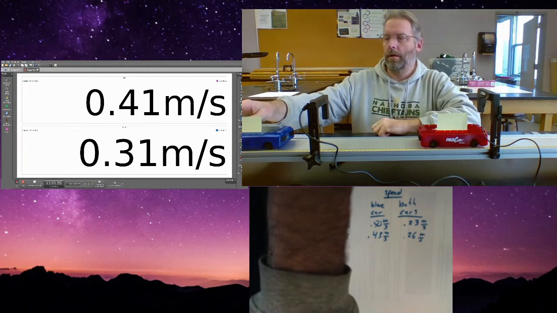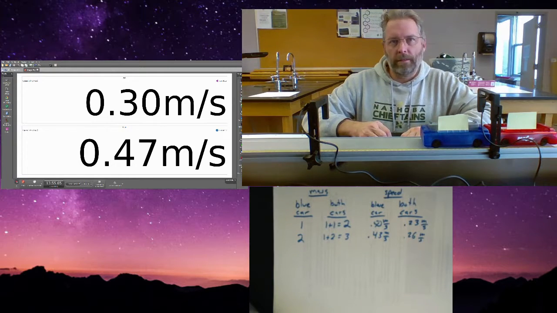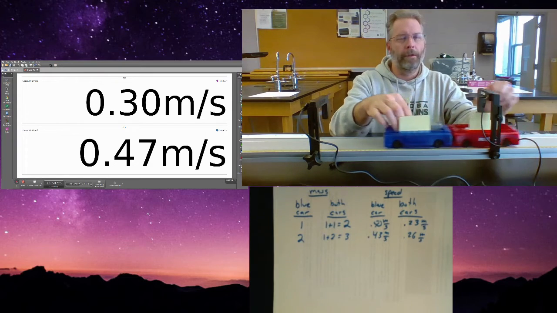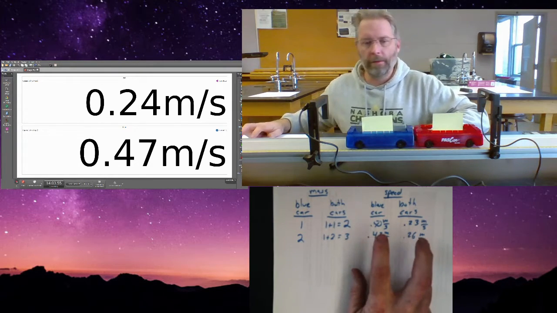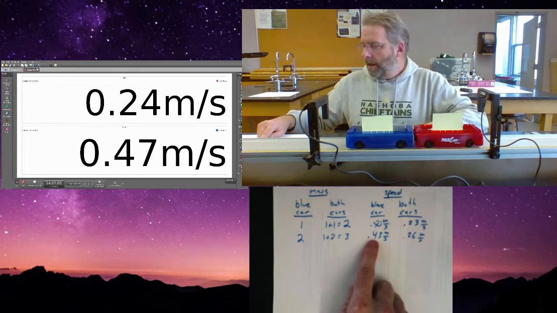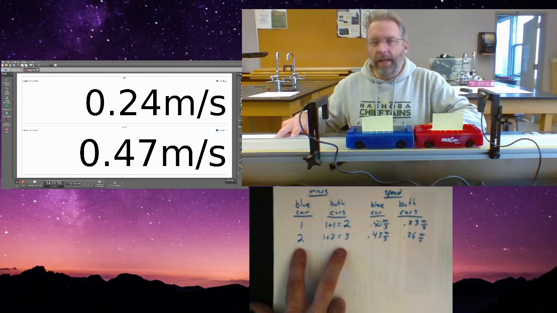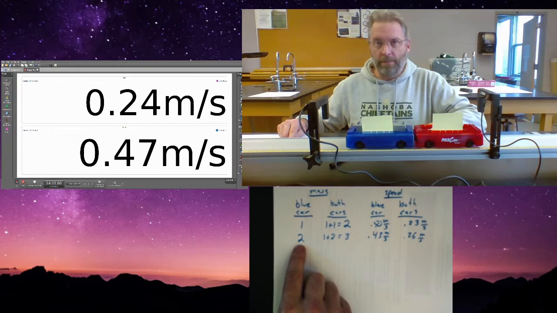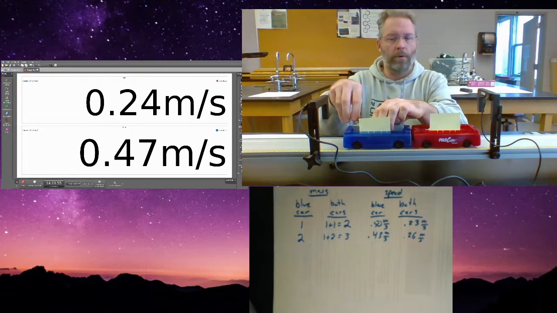Let me push it a little harder. Let's see what happens. Stop it. Yeah, about the same. We had similar numbers, so I'm good with that experiment. We do see that the blue car slows down. That's what we expect. Half is 0.22. It's a little above half, and I expect that as well, because I'm going from 2 mass units that's moving to 3 mass units. Not quite as pronounced as it was before.